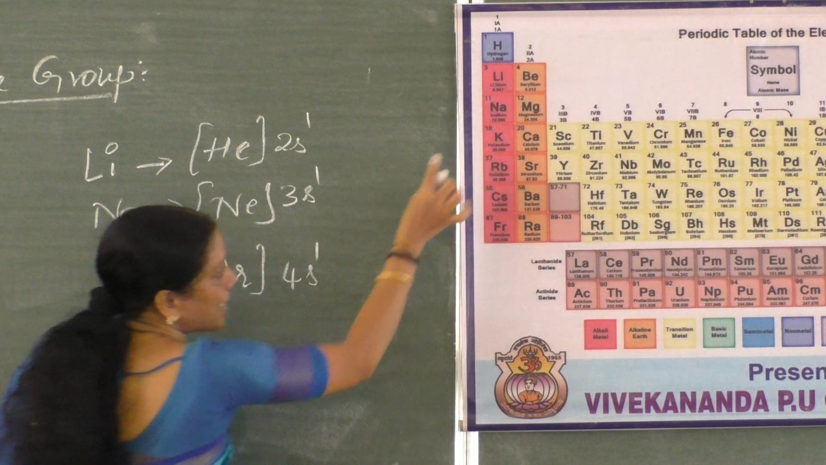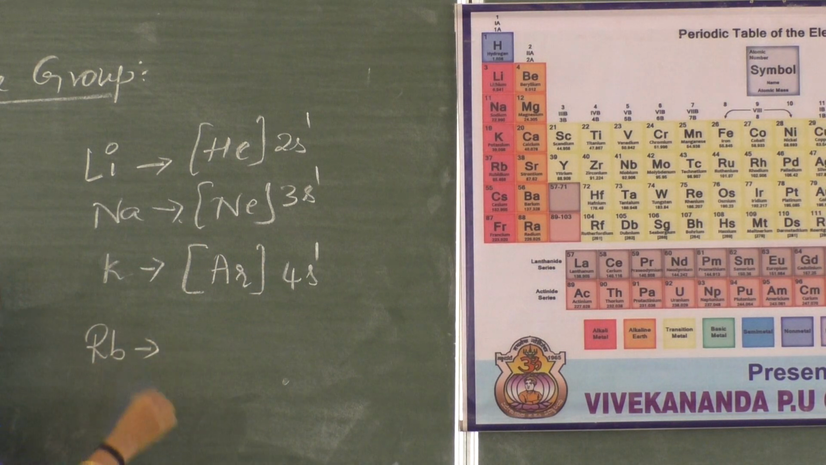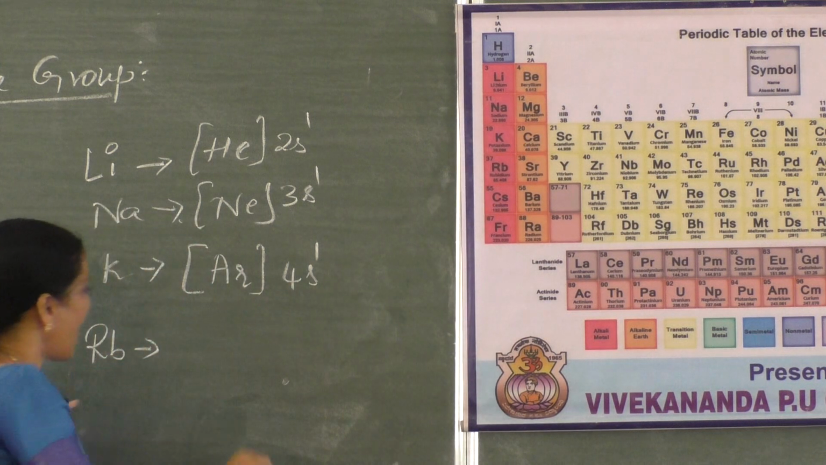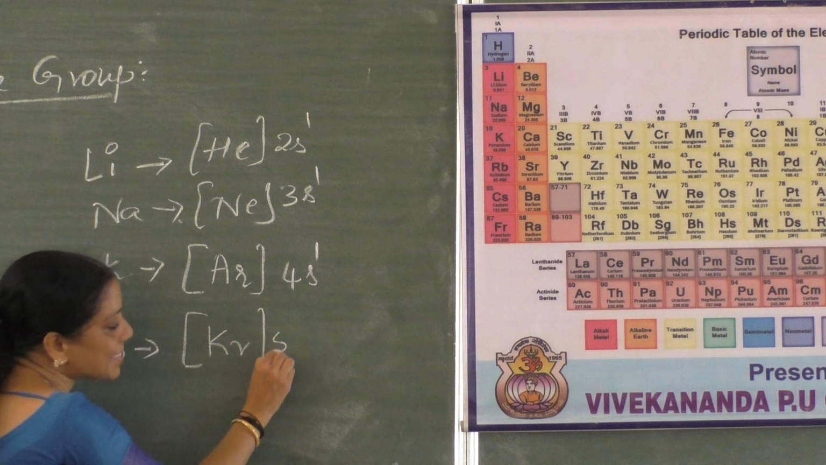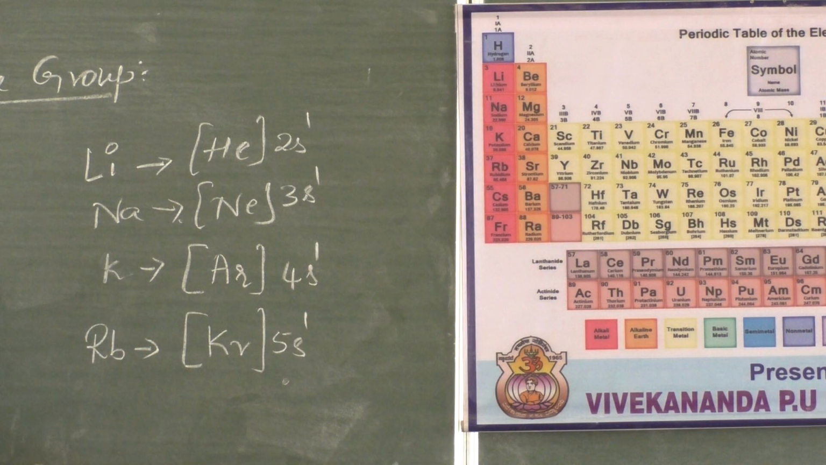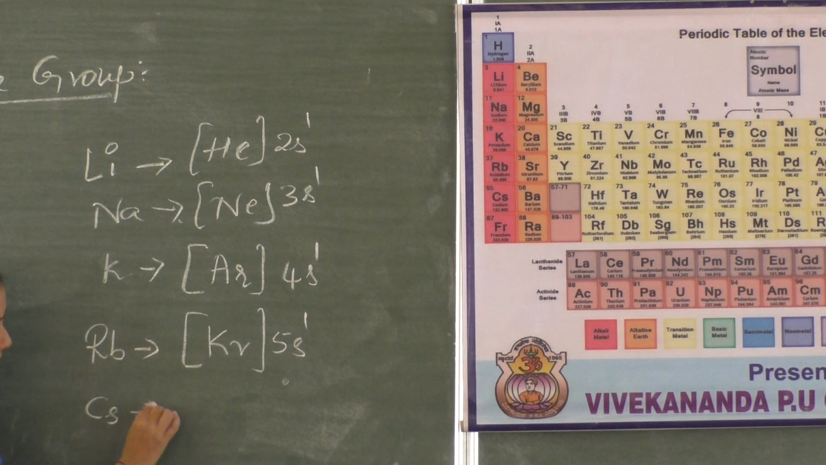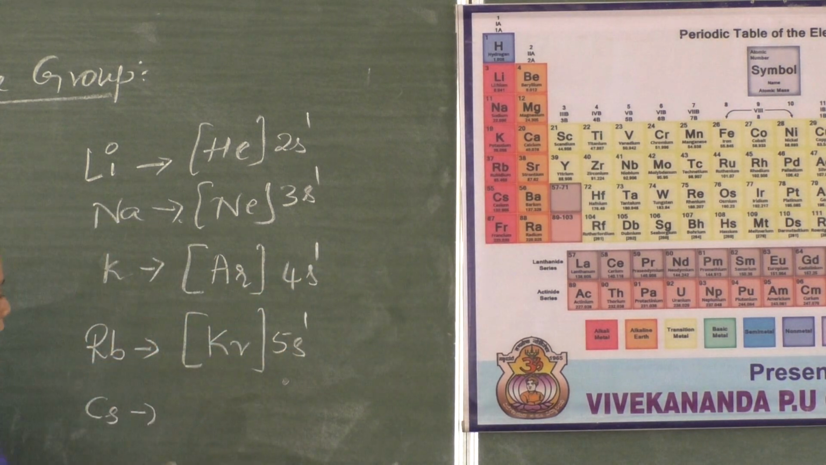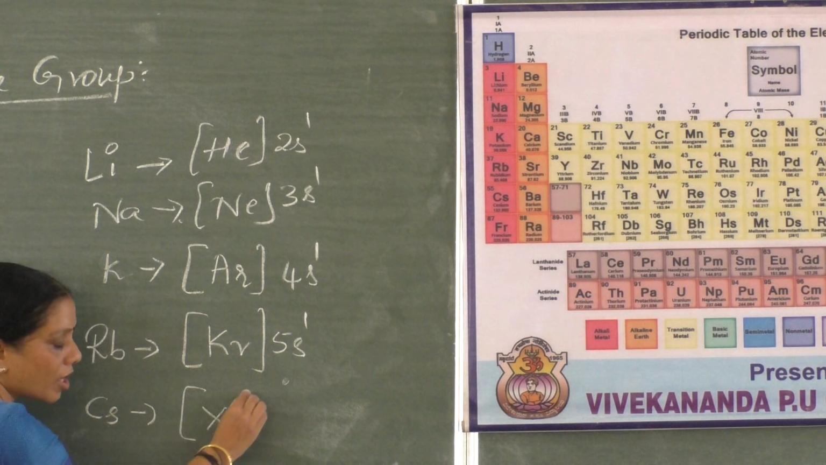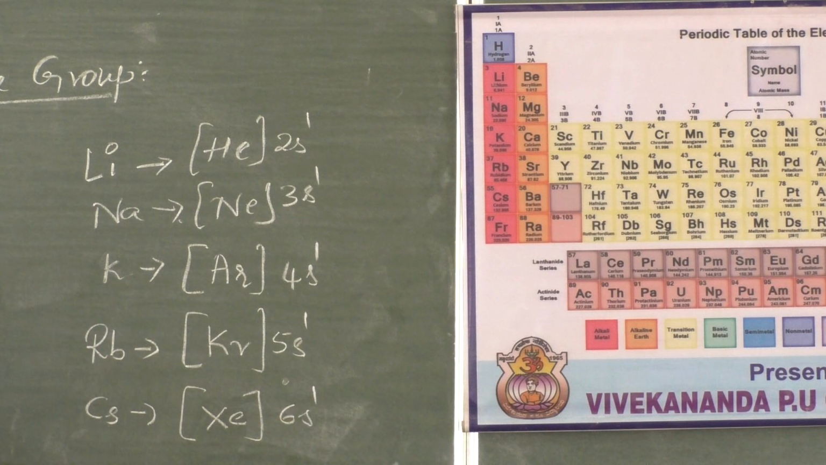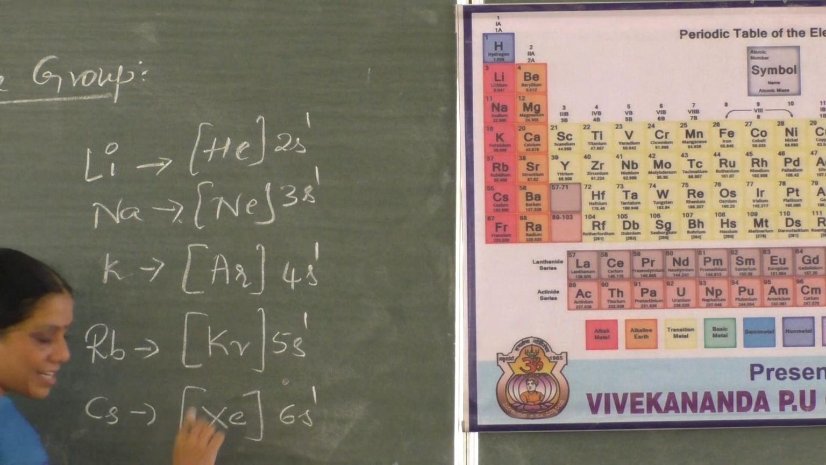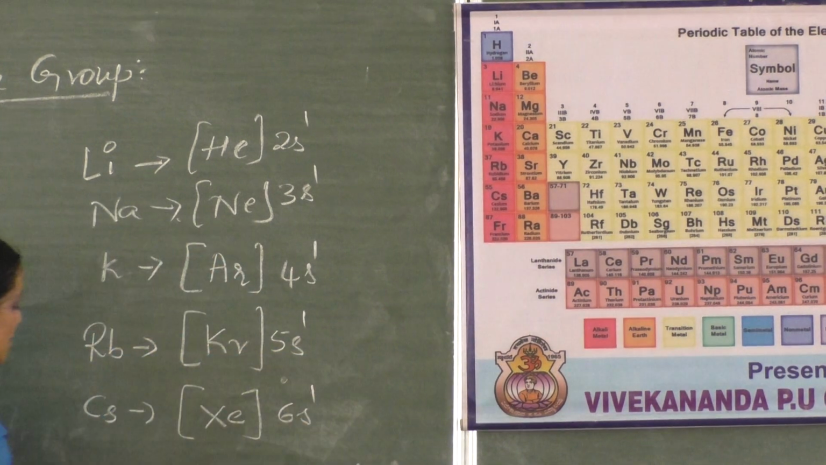Next to potassium, consider rubidium. The atomic number is 37, and we know that the noble gas krypton has the atomic number 36, and the last electron enters into 5s1, isn't it, the fifth main energy level s orbital. Next to rubidium is cesium with the atomic number 55. We know that the noble gas xenon has the atomic number 54. The next electron enters into the s orbital of the outermost main energy level, that is the sixth main energy level. The last element here is francium.